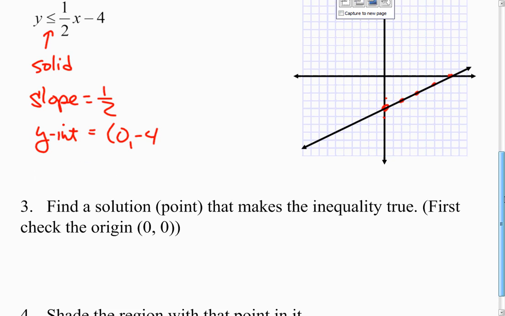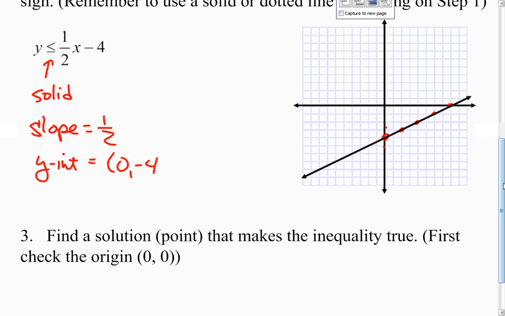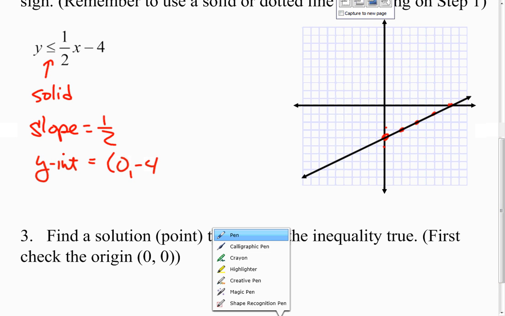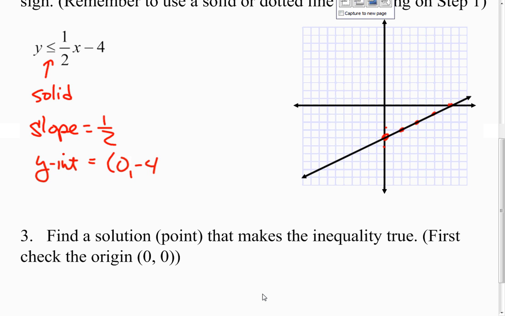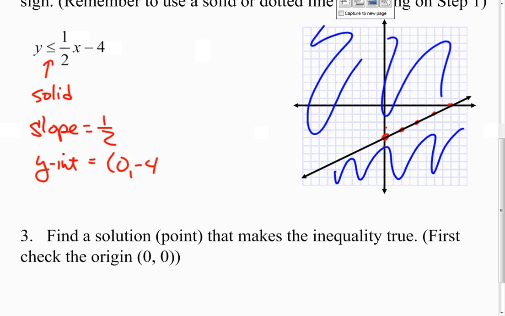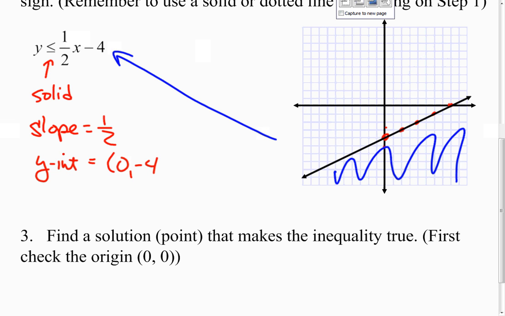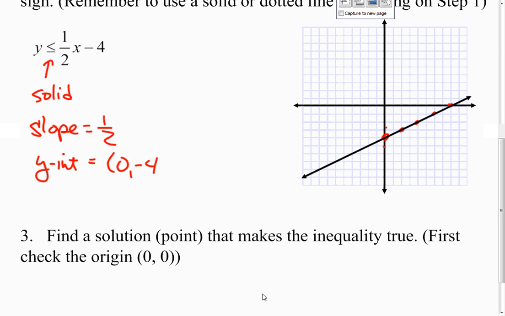So now you're going to find a solution point because, again, what's going to happen here is either all of these points over on this side are true, or all of these points are going to make this inequality true. So we need to find that out. Okay? So the way that you do that is you find a point and you're going to plug it in. This is part of the reason why we've been plugging in and testing solutions before. So we're going to test this.